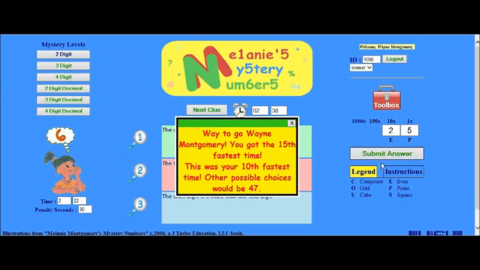There you go. Then when we get the answer, the student is told how effective their answer was in comparison to what they've done previously at this level, and in this case we got the 15th fastest time, and it also gives an indication how well they've done relative to others in this particular category.